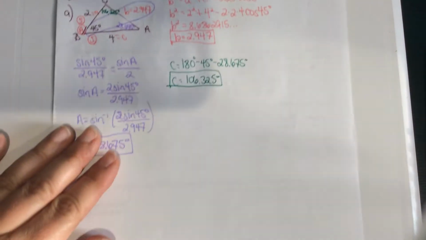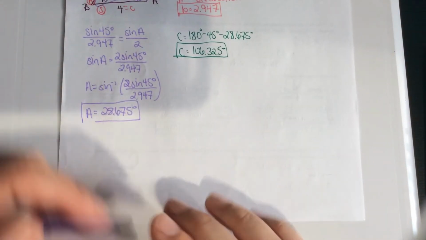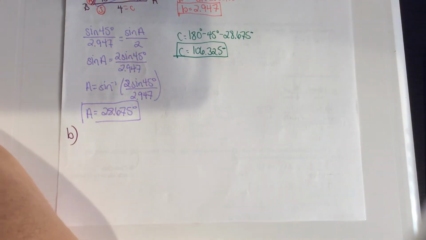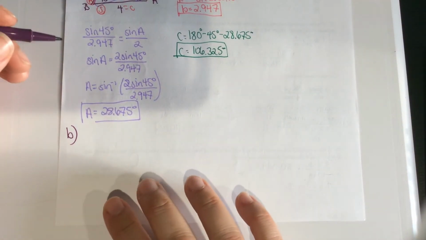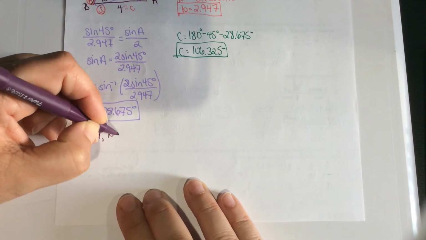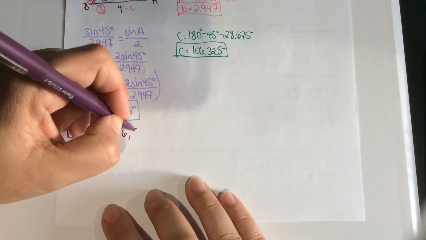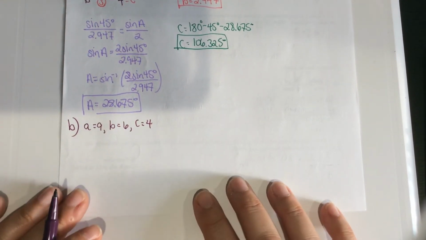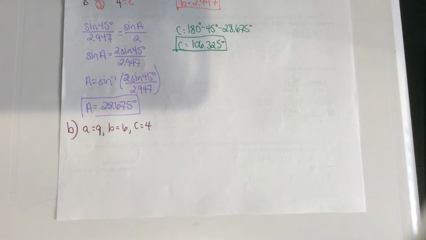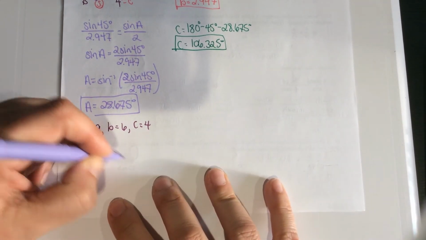Okay, let's see if I can squeeze B in here. I'm probably going to regret trying this, but I'm going to do it. All right. We're going to go side, side, side. Okay, we're given all 3 sides. A equals 9, B equals 6 and C equals 4. So that's the given information. Let's draw a picture for that.